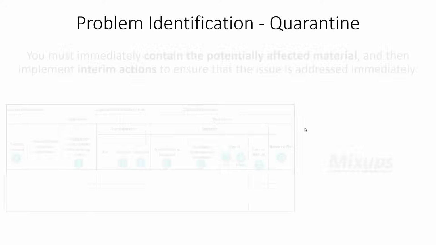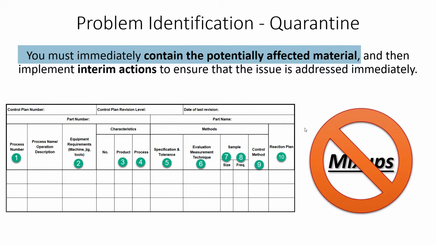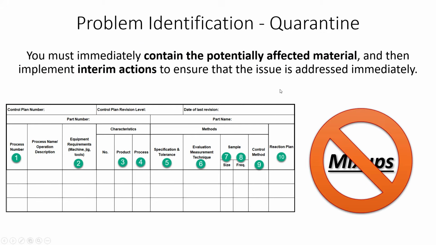So when we talk about problem identification, there are 3 really important elements of what you should do when a new problem is identified. The first, and this is incredibly important, is to quarantine all potentially affected material. I say potentially affected because at this point, without understanding the root cause, and without collecting data around the scope of the material, you may not know what the true scope of the problem is. So it's good here to be conservative and identify all potentially affected material and then quarantine that material to prevent mix-ups.